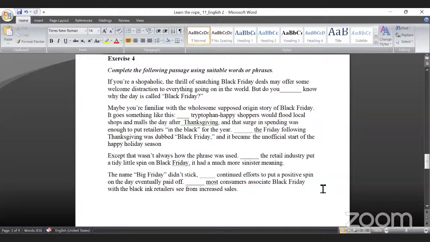Consequently? Can't hear you, a little louder. Consequently, no. Following which the retail industry put a tidy little spin? No, no. The first part and the second part are in sequence, and you have to decide what sequence it is. What comes after and before? Then? No.